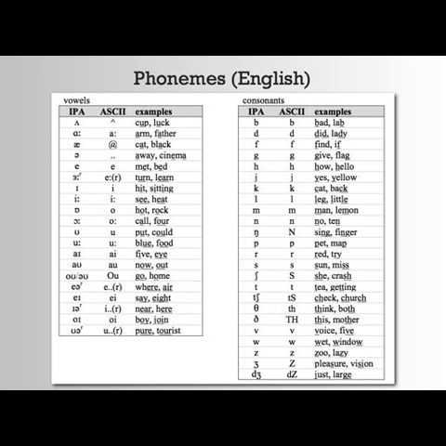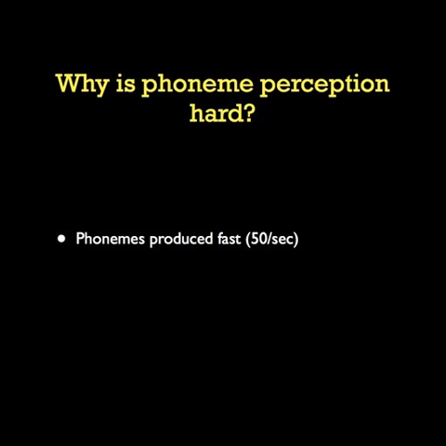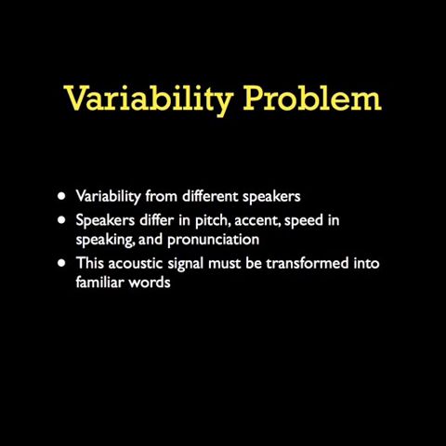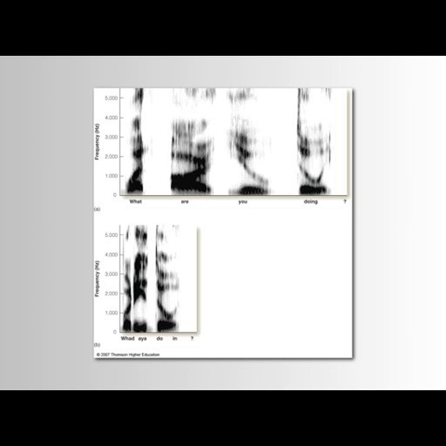All right, so why is phoneme perception hard? Well, it turns out that we produce phonemes very, very quickly. About 50 per second. Plus, there's also this problem of variability in phoneme production. Different speakers produce phonemes differently. Speakers differ in pitch, accent, speed in speaking, and pronunciation. And the acoustic signal must be transformed from this continuous speech stream into familiar words. So you've got to go from something that sounds like Ken Lee into can't live, even though the speech stream may look something like this.